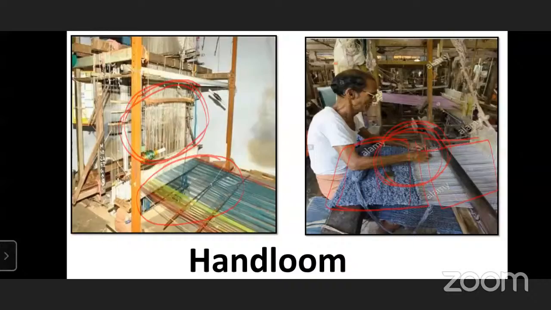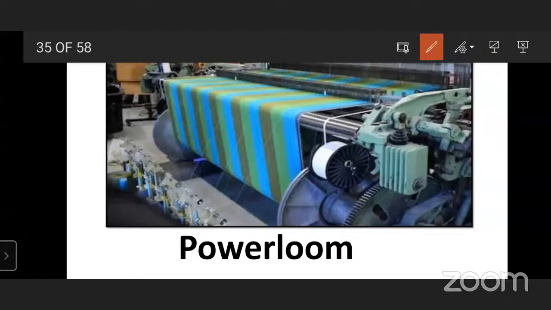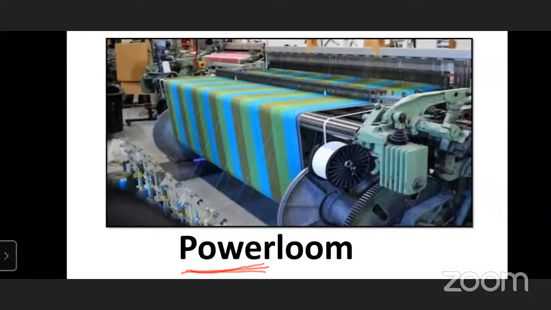The second one is power loom. See the name. Power means we are using electricity here. Loom is a machine and power is electricity, so it runs on electricity. Here also you can see the yarn. With the help of the yarn we are making the cloth, and the cloth is colorful, by using colorful yarns. So in this way, hand loom and power loom are used to weave cloth on a large scale.